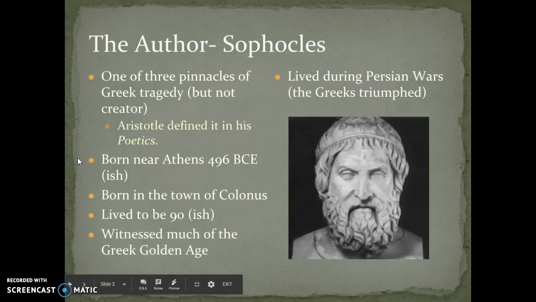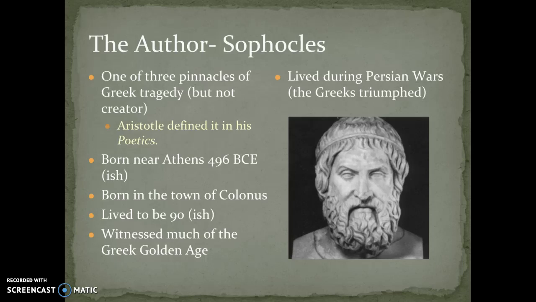The first thing we need to talk about is the author. The author of Oedipus the King is Sophocles. He's one of the most famous playwrights of Greek tragedy. He's one of the three pinnacles of Greek tragedy, but he's not the creator of Greek tragedy. Aristotle actually defined it in his Poetics.